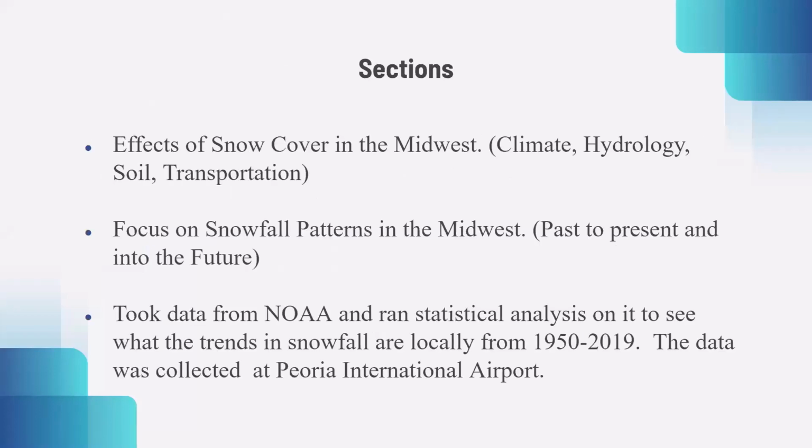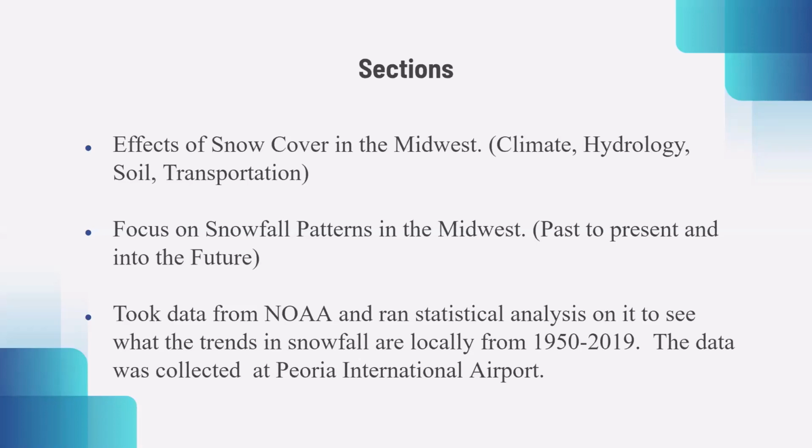We broke our paper down into three different sections. A literature review was done to look at the effect of snow cover in the Midwest, such as the effect that it has on climate, hydrology, soil, and transportation-related issues such as car accidents and the cost of snow removal and salting of roads. Our next section focuses on the snowfall patterns in the Midwest as a whole.